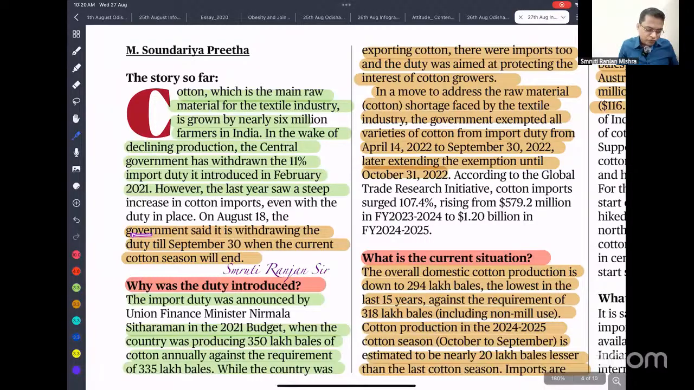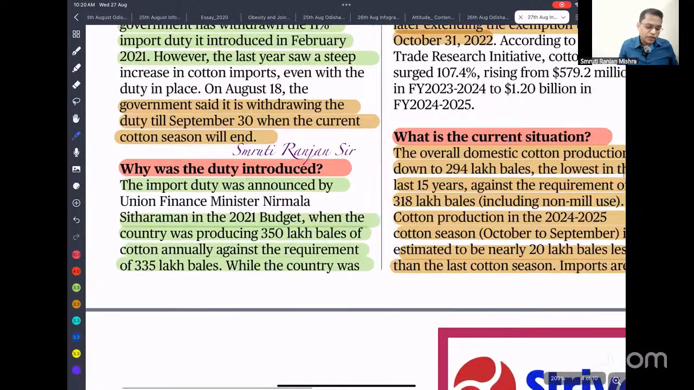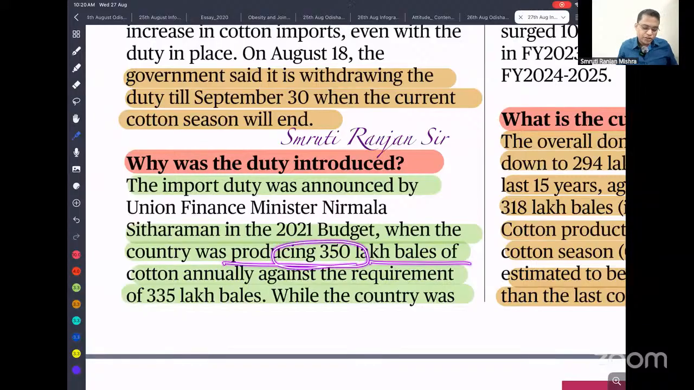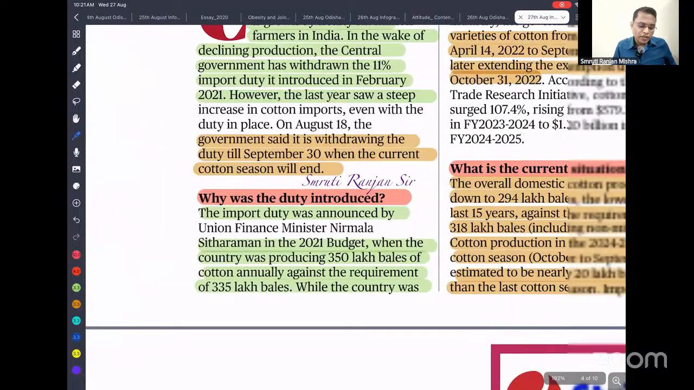The government said it is withdrawing the duty till September 30, as announced by the finance ministry in the budget. In that year we were producing 350 lakh bales of cotton annually against our requirement of 335 lakh bales. We had excess production, so we started imposing the import duty so that our farmers who are producing can get a good price. That led to the flooding of our country with imported cotton, so our farmers might have been hurt.